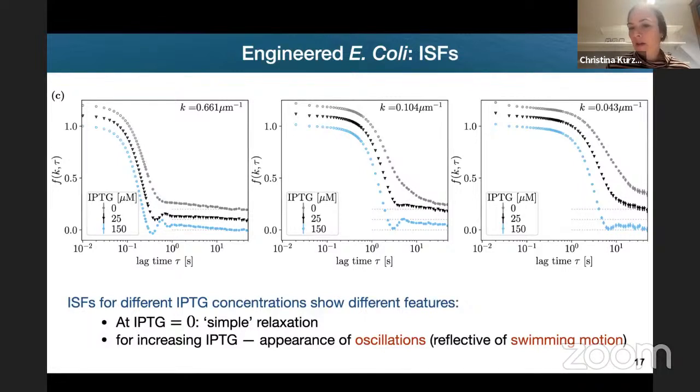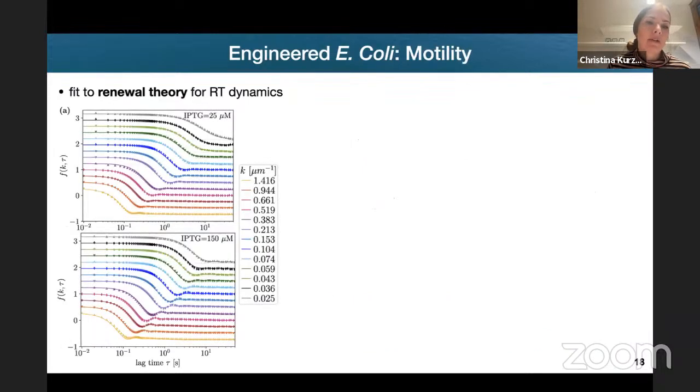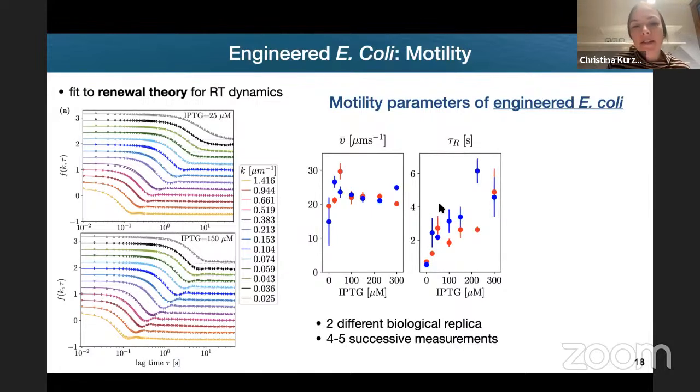So now, qualitatively, I think we already see what we were hoping for. But now we can also really do quantitative fits of these experiments. And we indeed find something interesting. We find, first of all, that as we vary IPTG, the speed of the cell stays the same. Okay, this is important. So irrespective of IPTG, the cells swim at the same speed, more or less. I should say here we did experiments with two different biological replicas.